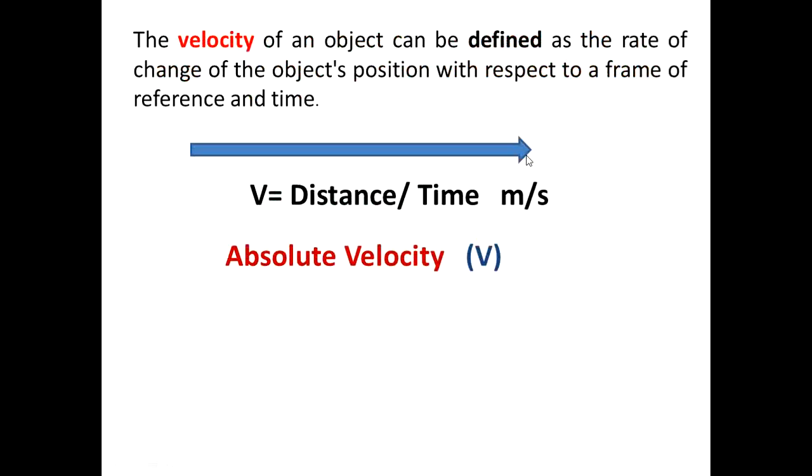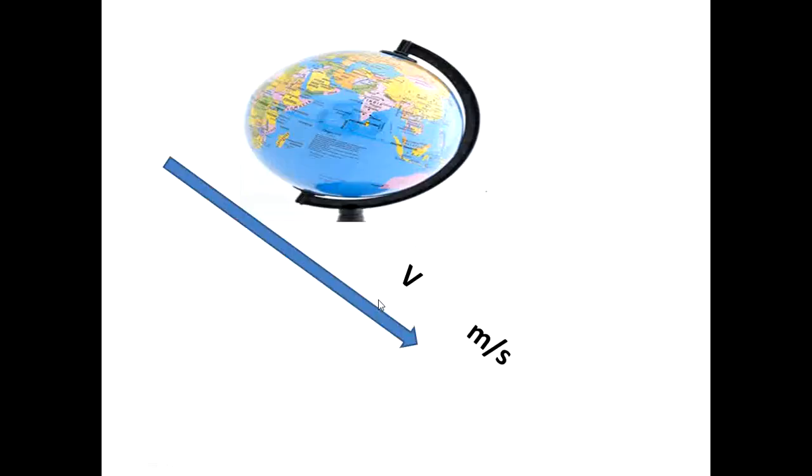So first you go for the basic definition. What is velocity? The velocity of an object can be defined as the rate of change of object position with respect to the frame of reference and time. See, velocity will be represented by using an arrow marked line, and then v is equal to distance divided by time. This is absolute velocity. What do you mean by the absolute velocity? That you want to know properly. Otherwise, it will be very difficult.